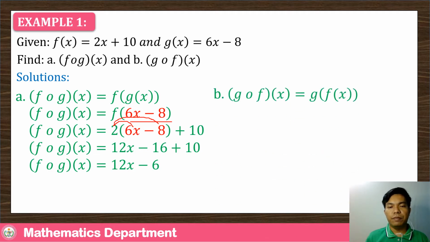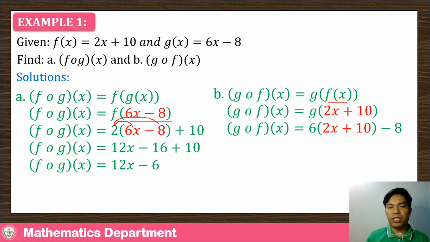For letter B, we have here g composed of f of x, and again, by definition, this is equal to g of f of x. And then, kagaya nung ginawa natin kanina, yung nasa loob natin na function will be replaced with 2x plus 10. So, we will have here g of 2x plus 10. And then, after that, we will make use of 2x plus 10 as our input para doon sa ating function g. So, what we will have here is 6 times 2x plus 10 minus 8.